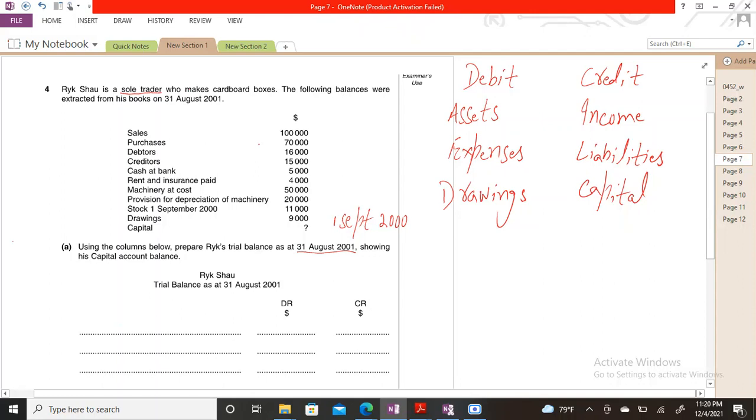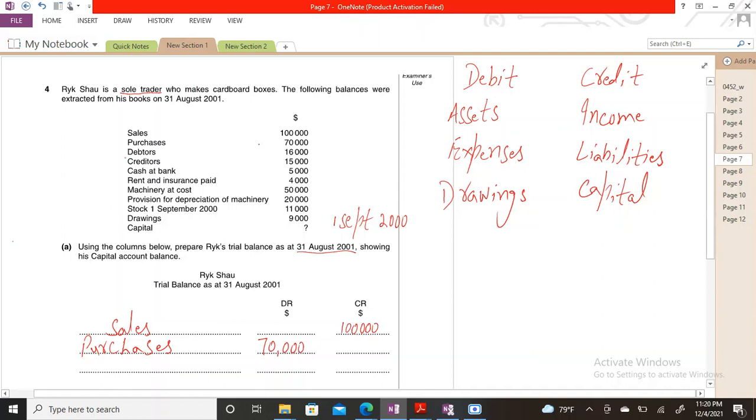First is sales. Sales is income, the selling of goods by the business, and the value is 100,000. Then purchases, the goods bought by the business in order to resell them, and purchases are 70,000.